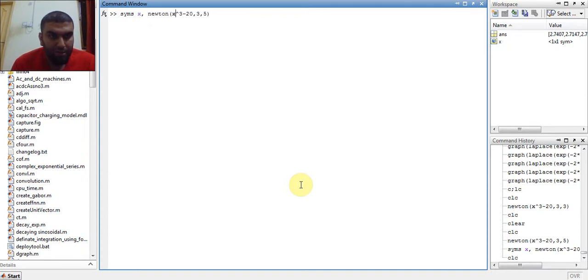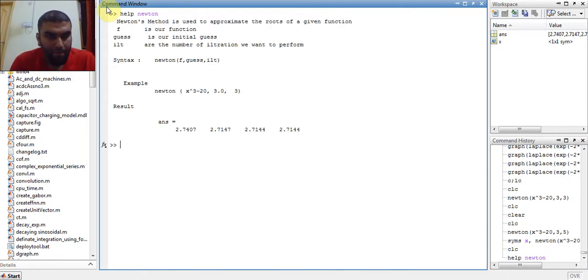For instance, here is Newton's method, and here is our function, x cubed minus 20. First of all, let's take the help of it. help Newton. As you can see, the Newton method is used to approximate the roots of a given function.